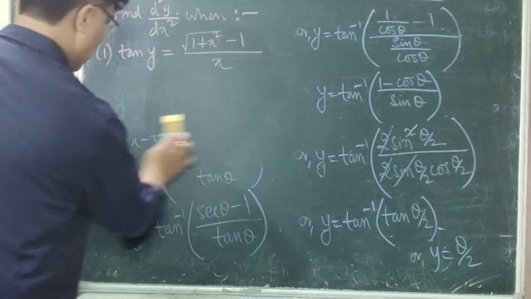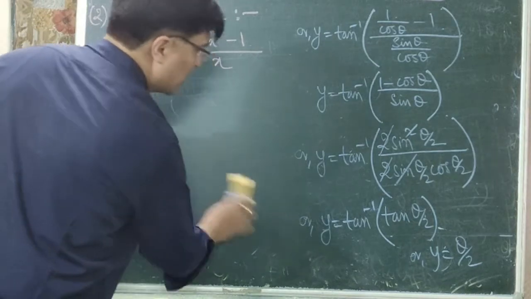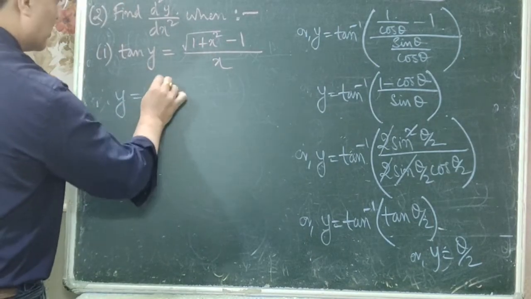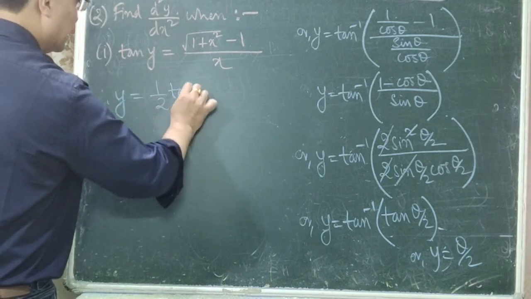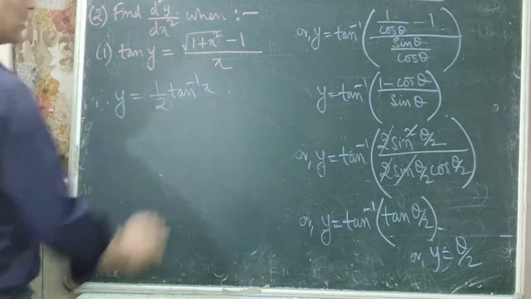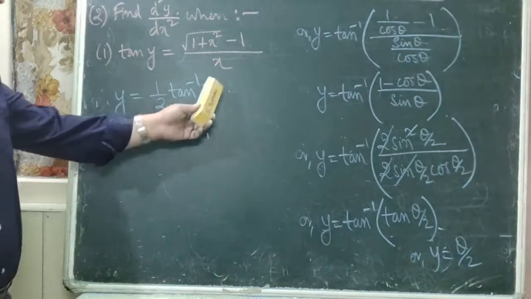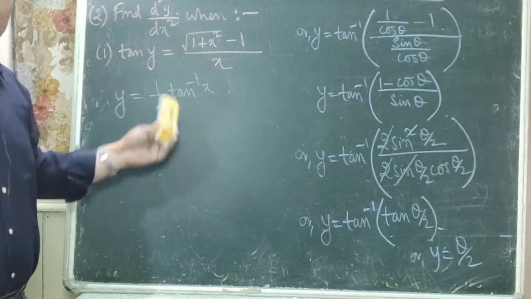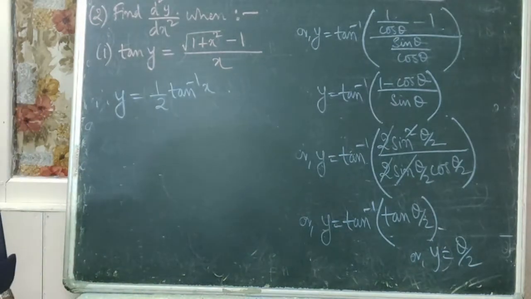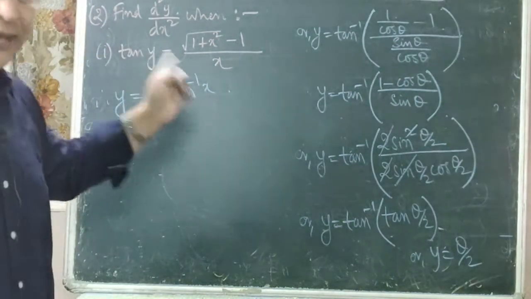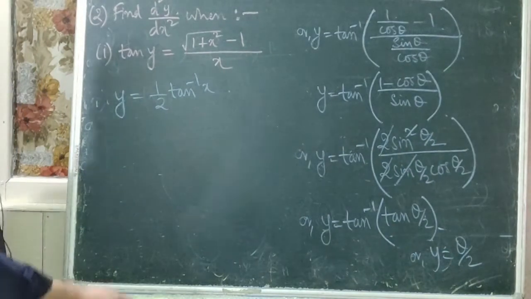So what is actually theta? Theta is tan inverse x, you know that, isn't it? So therefore y is equal to, this is your half, what is theta here? This is your tan inverse x. I think you have understood it. So this is the simplified form. Now you can differentiate it and get the value for dy by dx first, and then again you differentiate both the sides with respect to x to get d2y by dx square, right?